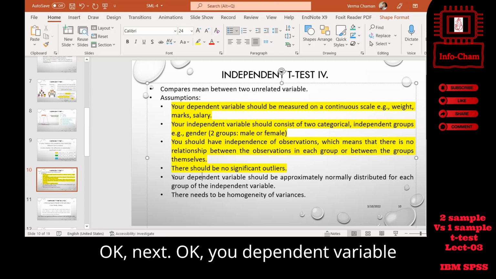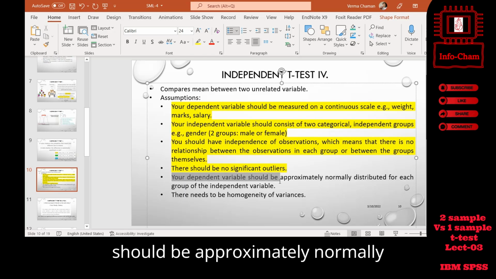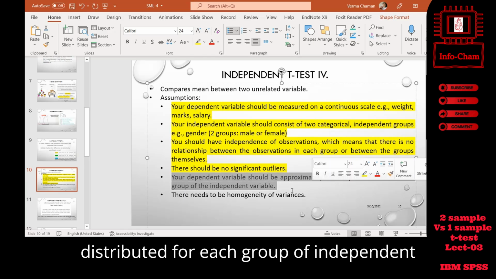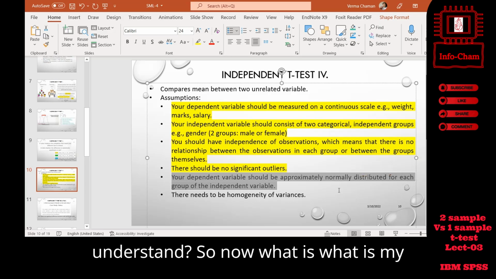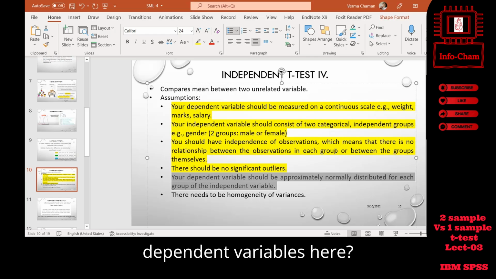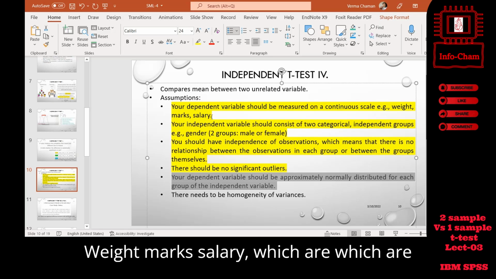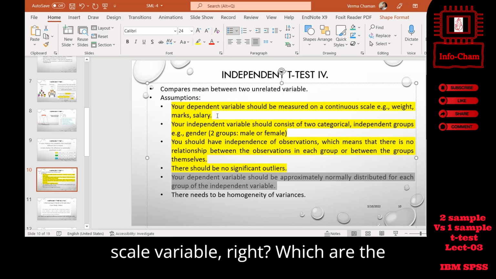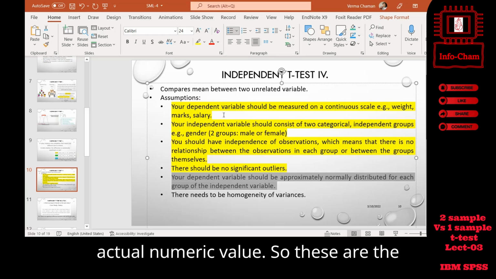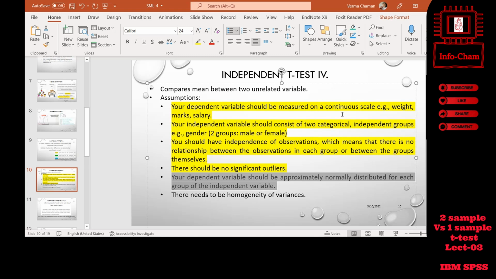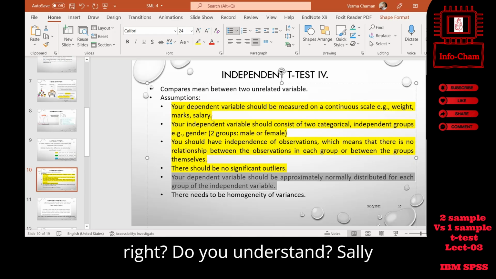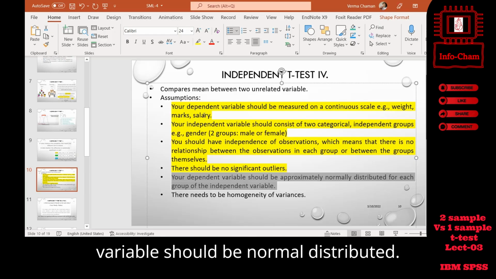Okay, next, your dependent variable should be approximately normally distributed for each group of the independent variable, right? Do you understand? So now what are my dependent variables here? Weight, marks, salary, which are scale variables, right? Which are the actual numeric values. So these are the dependent variables. So we have to check normality here. What we have to check? Whether normal distribution is there or not, right? Do you understand? The salary variable should be normally distributed.